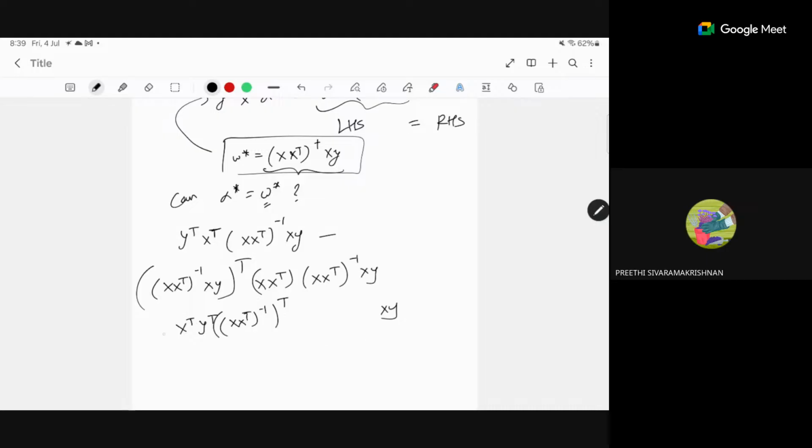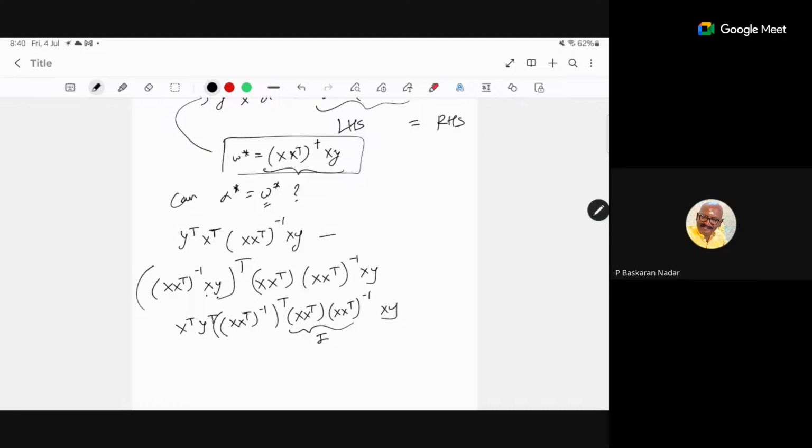Let me write it down. This is X X transpose. This is X transpose, Y transpose, X X transpose inverse transpose. Then I'll have X X transpose. If X X transpose is A, then A inverse times A will be I only. So this quantity will be I.